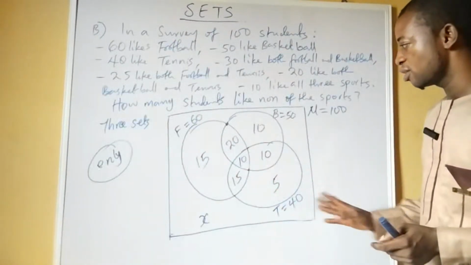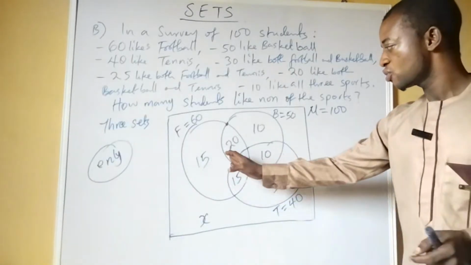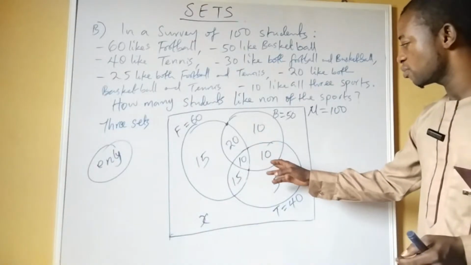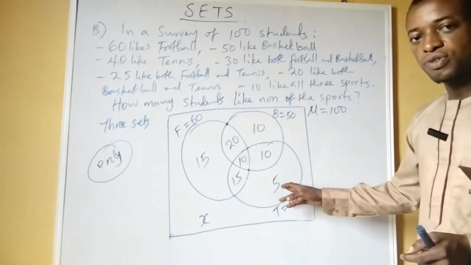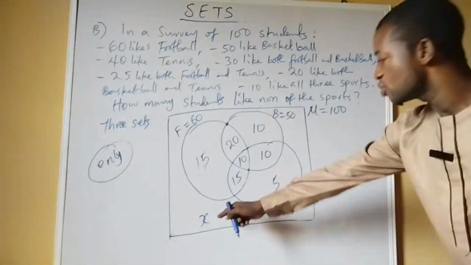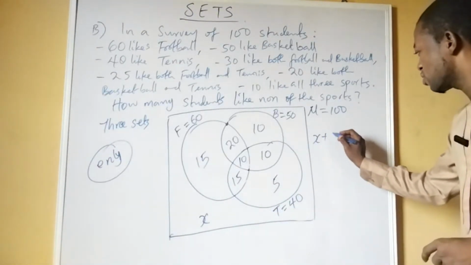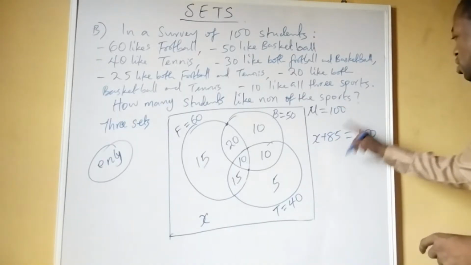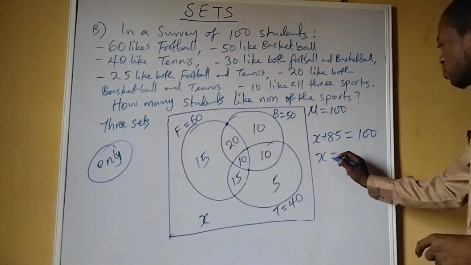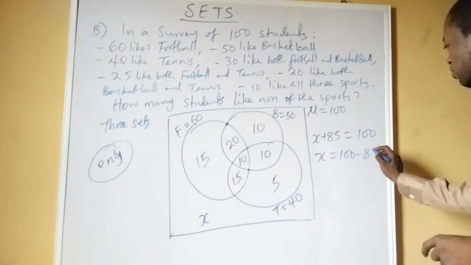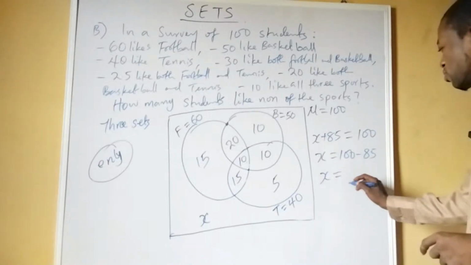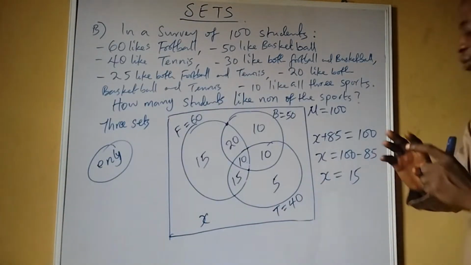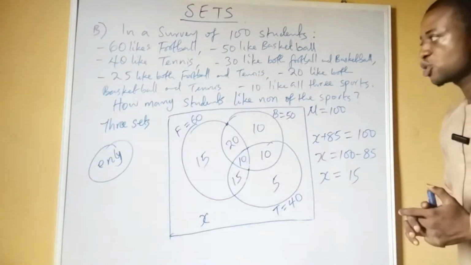Add them together. 15 plus 15, 30. Plus 20, 50. Plus 10, 60. Plus 10, 70. Plus 10, 80. Plus 5, 85. Then add it with X. And we say X plus 85 should be equal to 100. Then take away 85 on both sides. So we have X equals 100 minus 85. So X equals 15. So it means 15 students like none of the 3 sports.